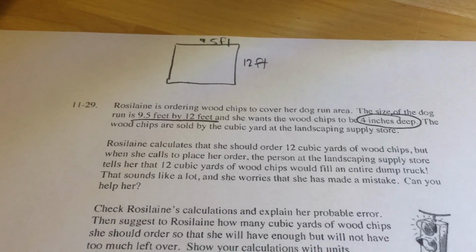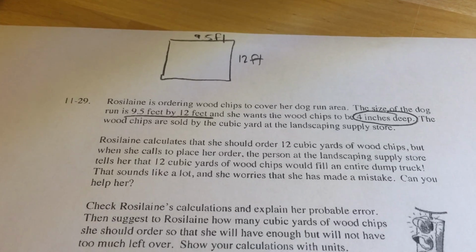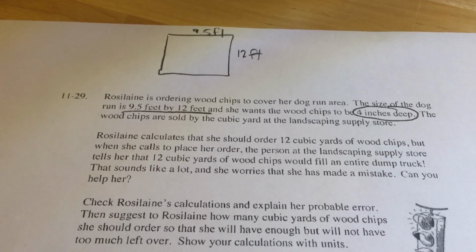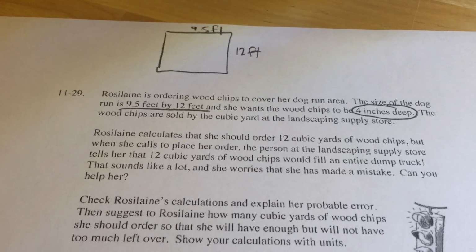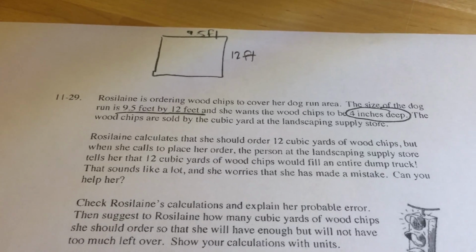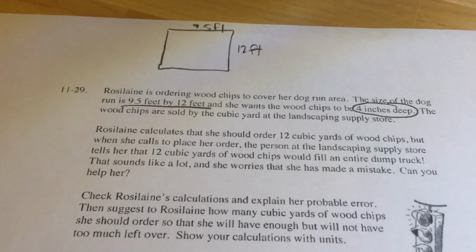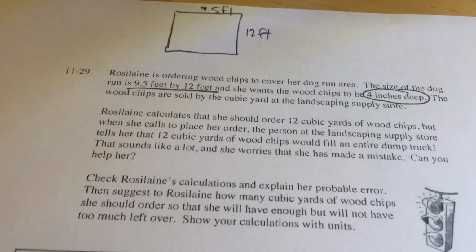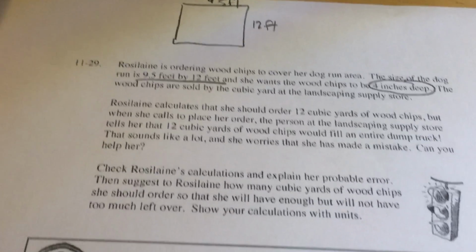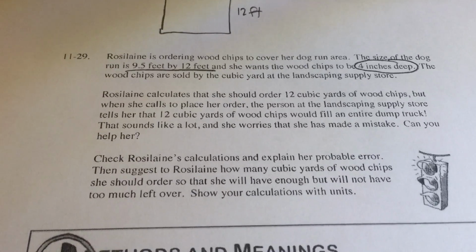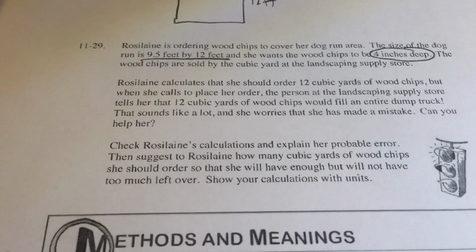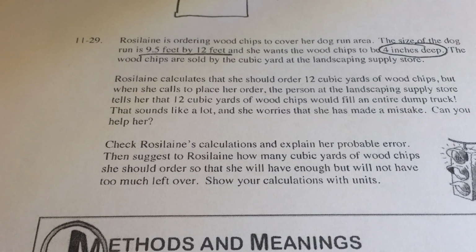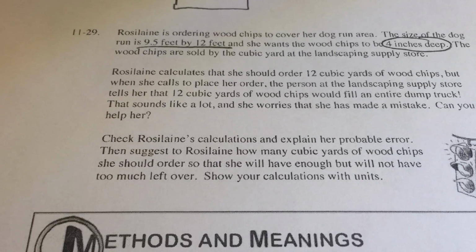So Rosalind calculates that she should order 12 cubic yards of wood chips. But when she calls to place her order, the person at the landscaping supply store tells her that that amount would fill an entire dump truck. So it sounds like she made a mistake. What could we do to help her? We want to check her calculations by doing our own calculations and figure out what went wrong.